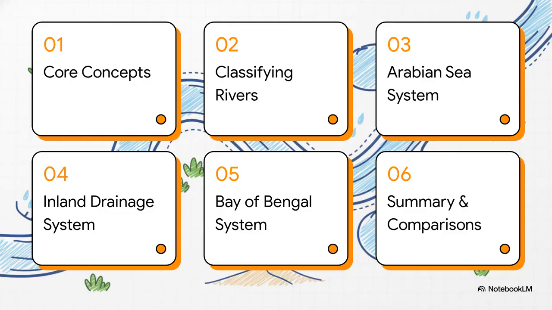So here's our game plan for this explainer. We're going to start with some core concepts, the fundamentals. Then we'll classify the rivers into three main systems. After that, we'll zoom in on each one of those systems before we pull it all together with a summary of the most important facts and comparisons. Sound good? Let's get into it.